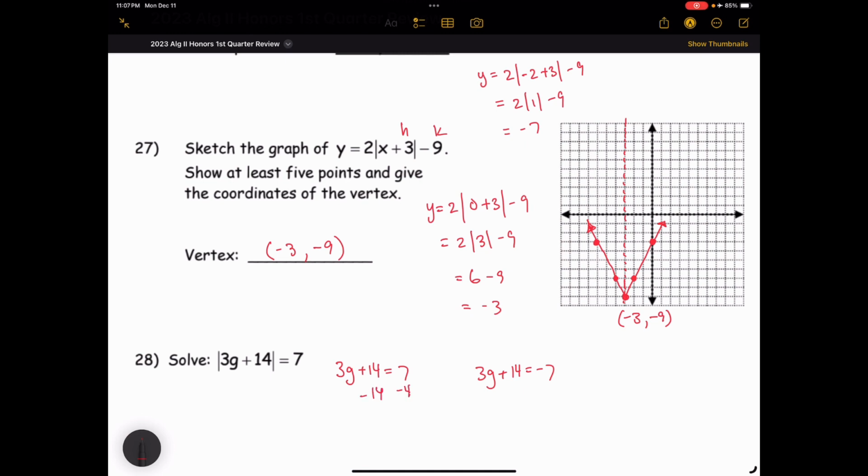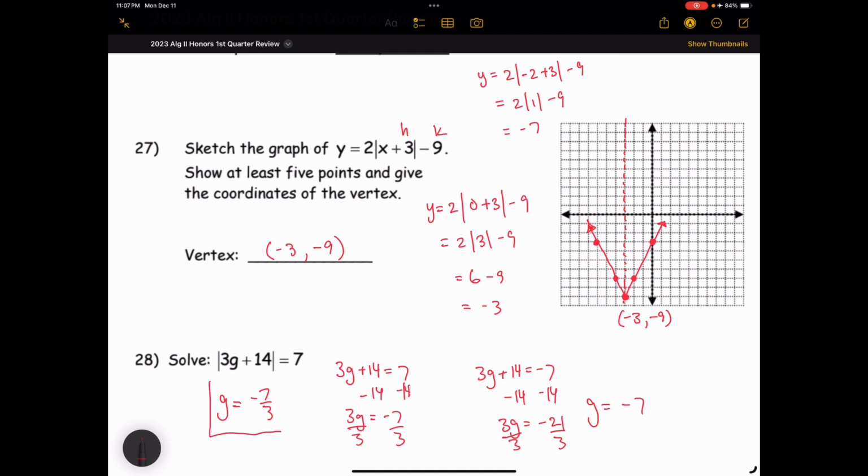Minus 14. 3g is equal to -7. Divide both sides by 3. So one case, g is equal to -7/3. In the other case, -14, -14. 3g is equal to -21. Divide both sides by 3. G is equal to -7.